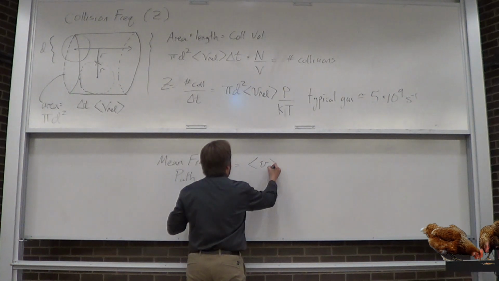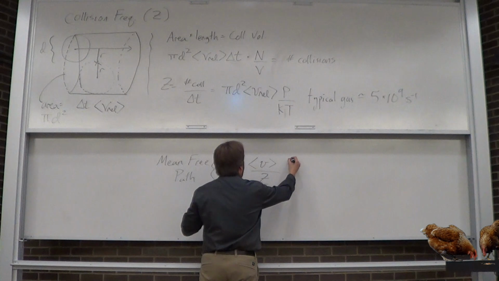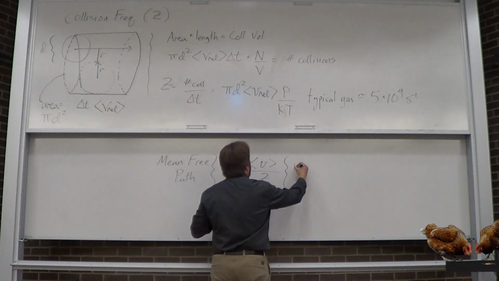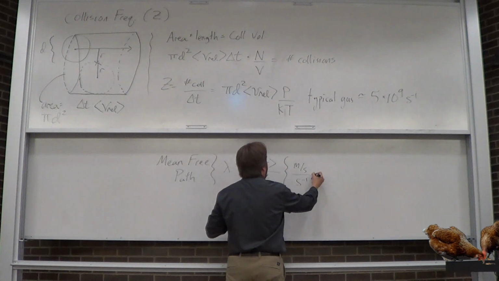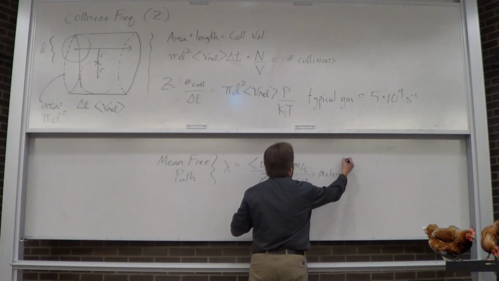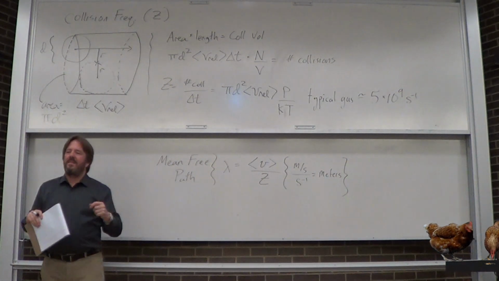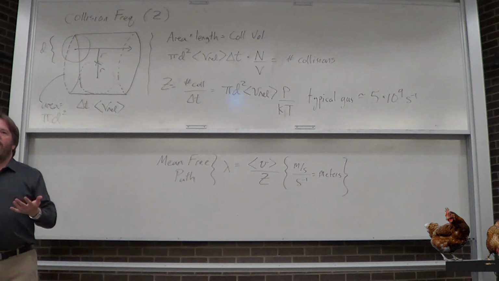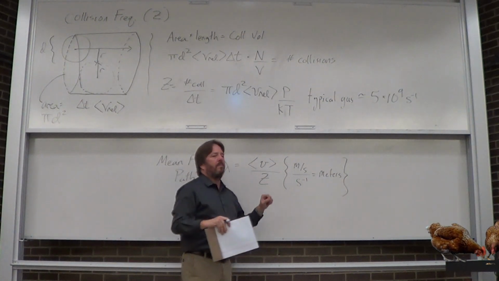It's average velocity over the collision frequency. And if you look at this, this has units of meters per second, and collision frequency is per second, so this ends up being in meters. Right, so if I threw this at you and said, what is this? And you're like, well, I don't remember what that is, I'm screwed. What you can do is a unit analysis. Meters per second is meters.